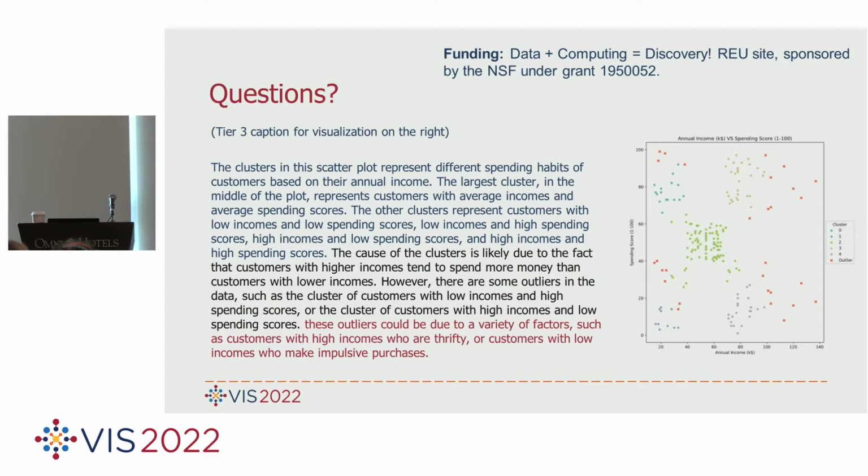This was more of a cluster-oriented visualization, and it describes all this stuff here. It was on average income over spending score, okay? And then it talked about lots of things about this, but I really want to highlight this. These outliers could be due to a variety of factors, such as customers with high incomes who are thrifty, or customers with low incomes who make impulsive purchases.